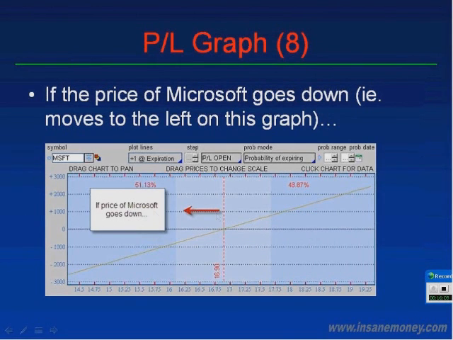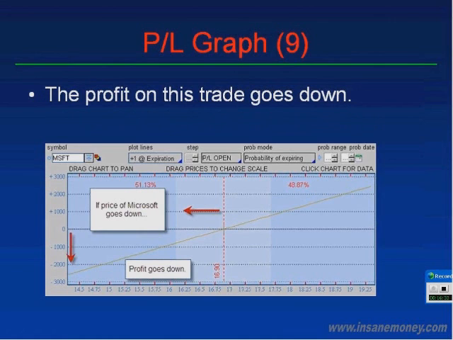So, for instance, if the price of Microsoft goes down, that is, this live slice moves to the left, what happens? What do we know? Do we know what happens? What do you think happens, Gecko? The profit and loss will slide down, so you'll be below 0. Okay. So if we move to the left, profit goes down, right? And that makes sense. We lose money.